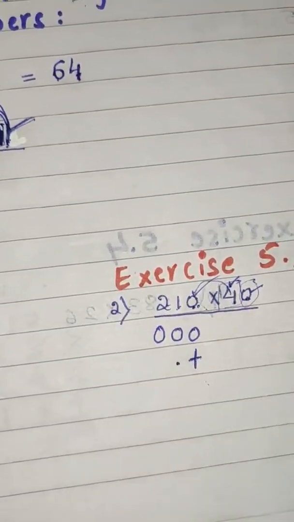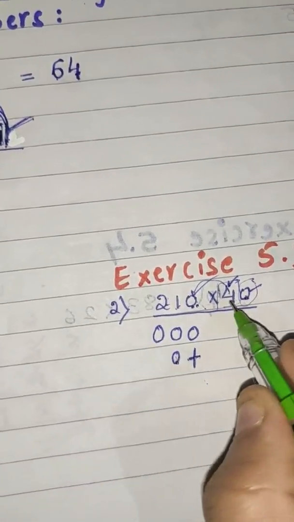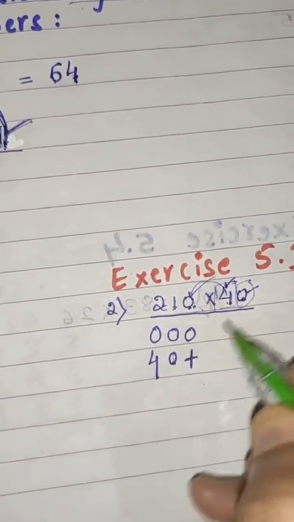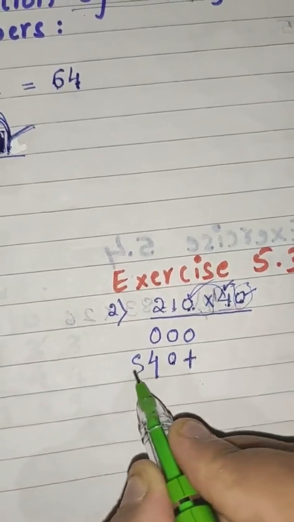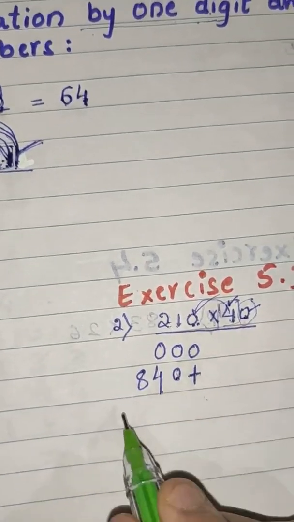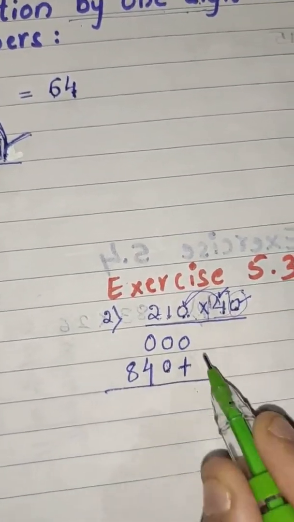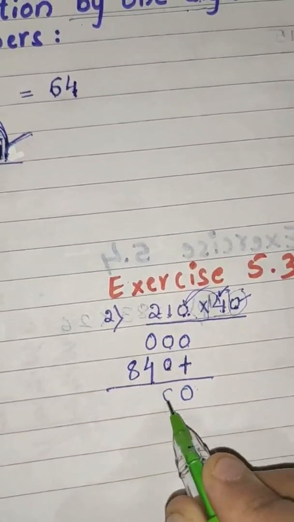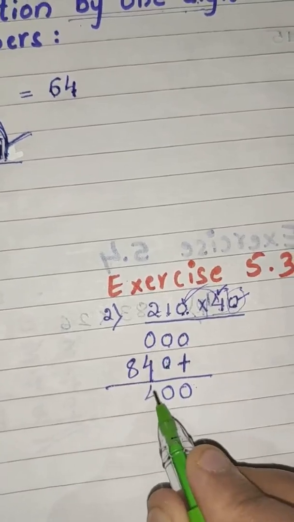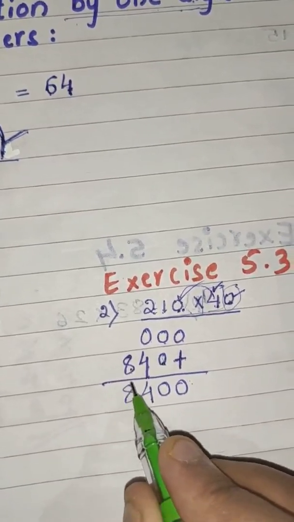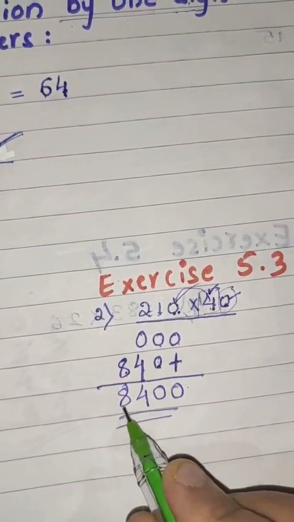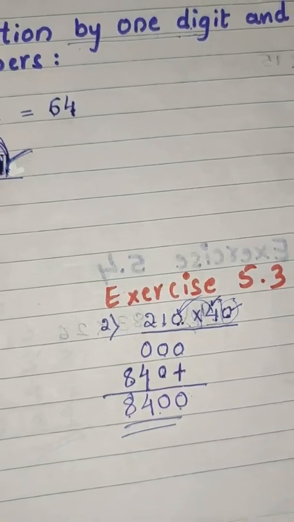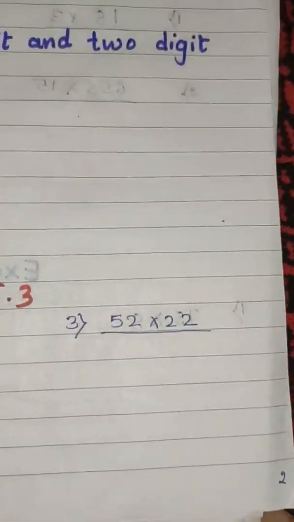So 4 0s are 0, 4 1s are 4, 4 2s are 8. Right? Let's add it. 0, 0 plus 0 is 0, 0 plus 4 is 4, 8 is 8. So what is the answer here? 8400.